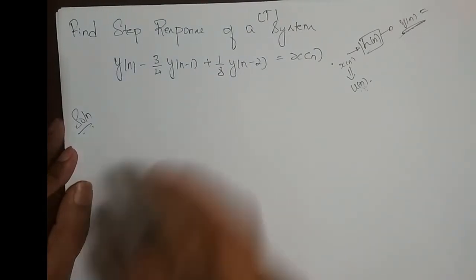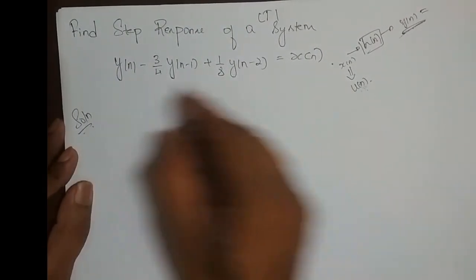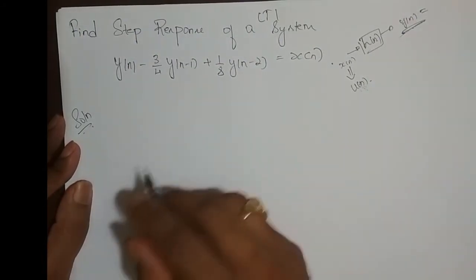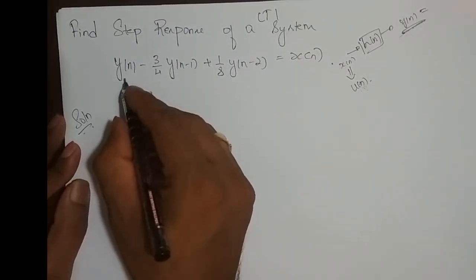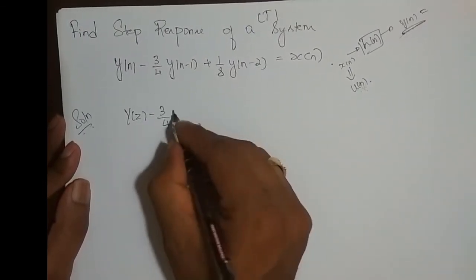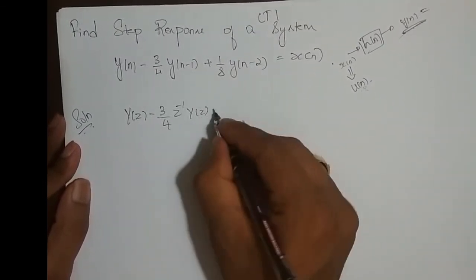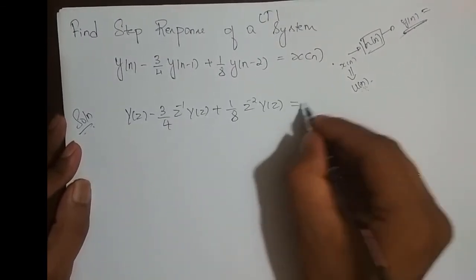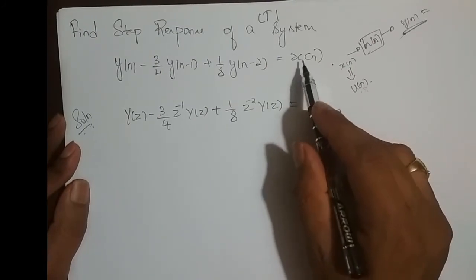Solution: we take the Z transform directly on both sides. We have to take the bilateral Z transform because there are no initial conditions here. So what is the Z transform of y of n? Y of z minus 3 by 4 into z power minus 1 Y of z plus 1 by 8 into z power minus 2 Y of z is equal to, since it's a step response, I have to substitute x of n as u of n.